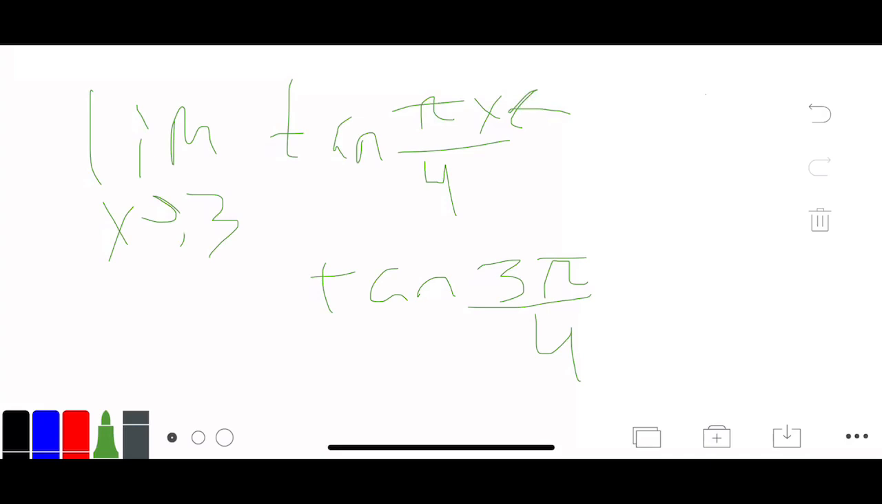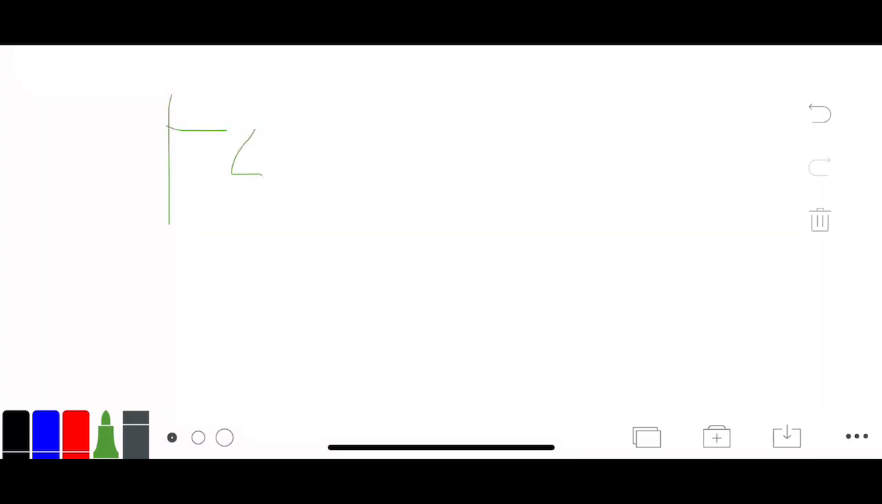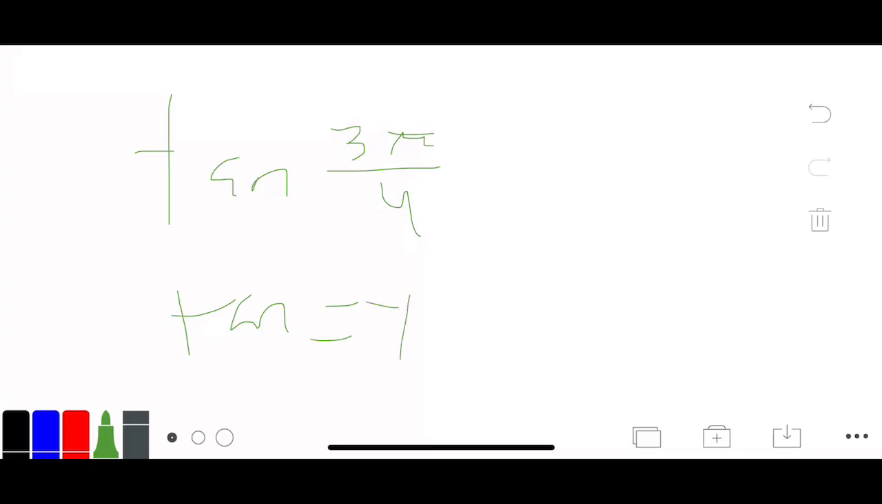When you look at your little circle, you can find 3 pi over 4, and then you get your x and y value, which is negative square root of 2 over 2, comma, square root of 2 over 2. And since it's tan, tan is y over x. That's also something to know.